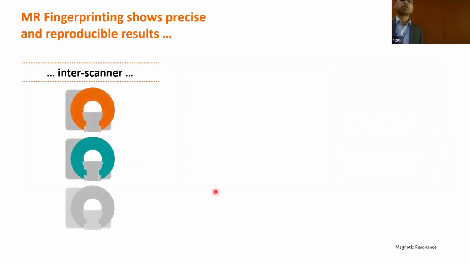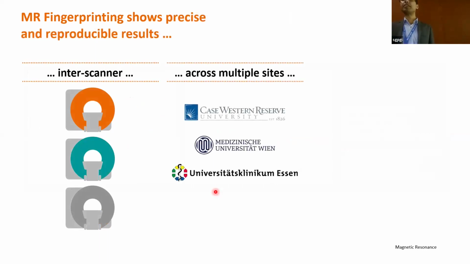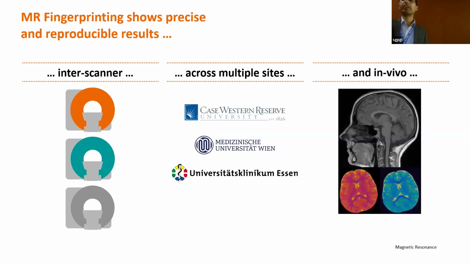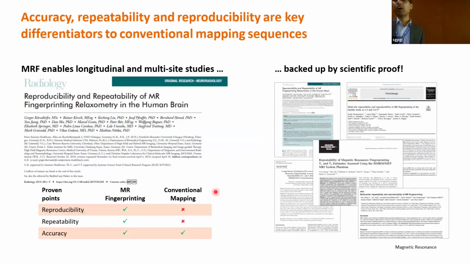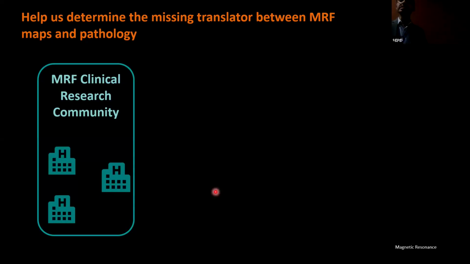So as I said, it was developed initially by Case Western University, and has been used by various universities like the Medical University of Vienna and Essen University Hospital. It has been tested and used and found to be very robust. And there is a lot of literature available on fingerprinting that you can look at. Overall, there is an MRF clinical research community which is developing new fingerprinting schemes where you can get more parameters rather than just T2 and T1, and also across anatomies.